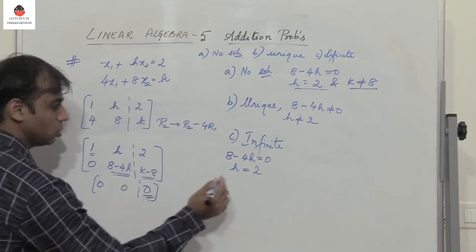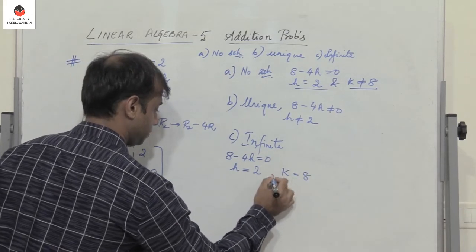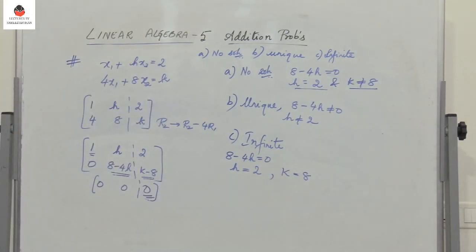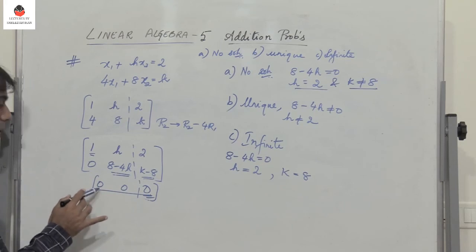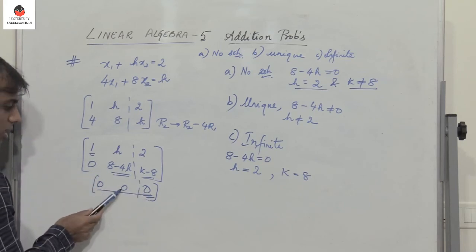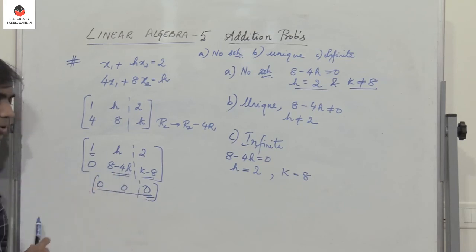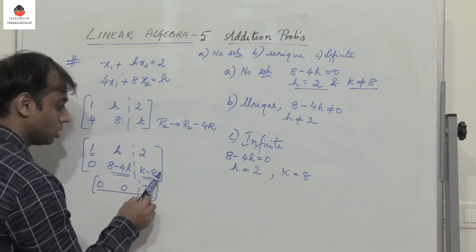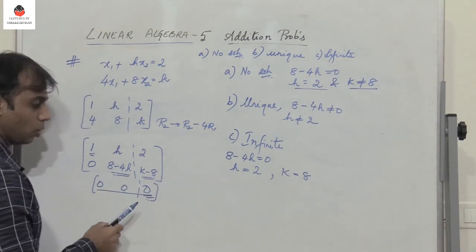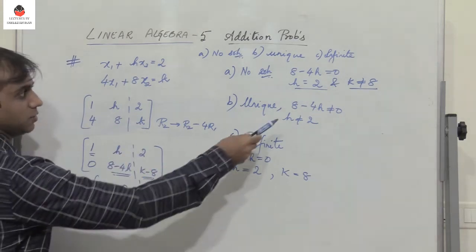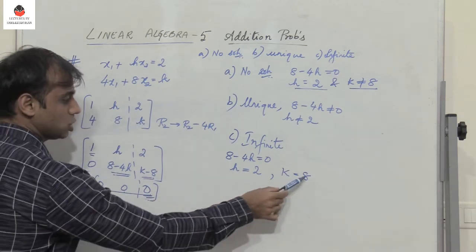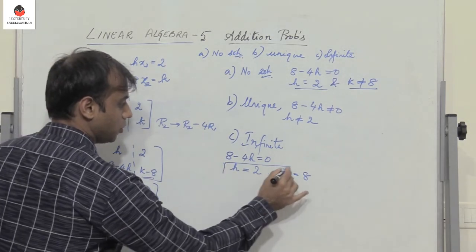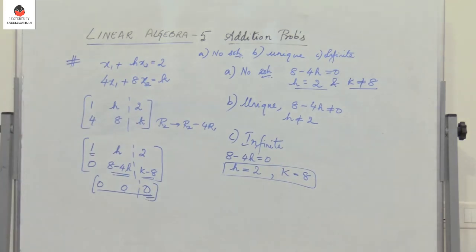So when will this be 0? k should be equal to 8. So for us to get infinitely many solutions, there is no other option but the last row, or the second row, being equal to 0. All the elements should be 0. So the second element is 0 only when h is equal to 2. But if k is not equal to 8, then what happens? We get inconsistency. That is what we have seen. Therefore, this element should also be equal to 0, so k should be equal to 8. So this is the condition for having infinitely many solutions.